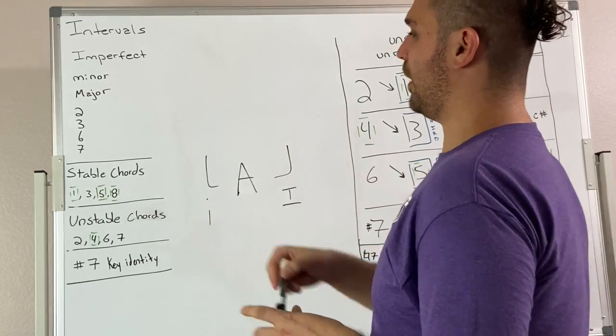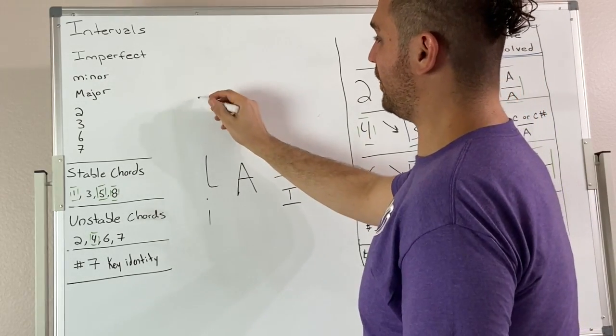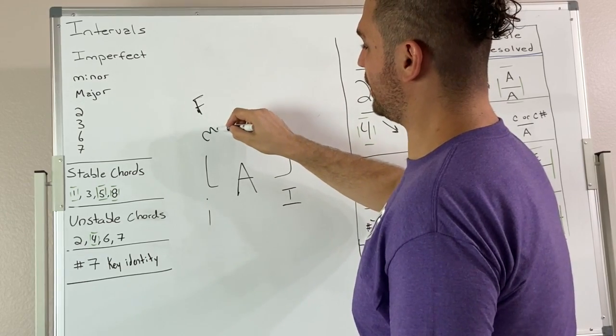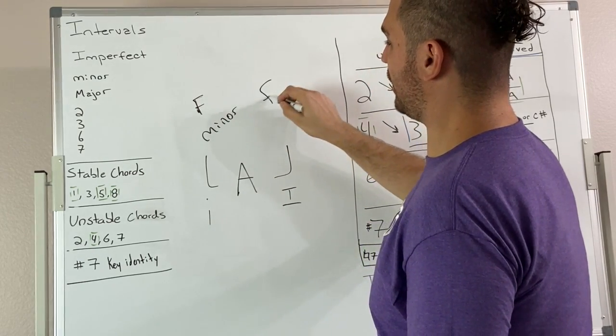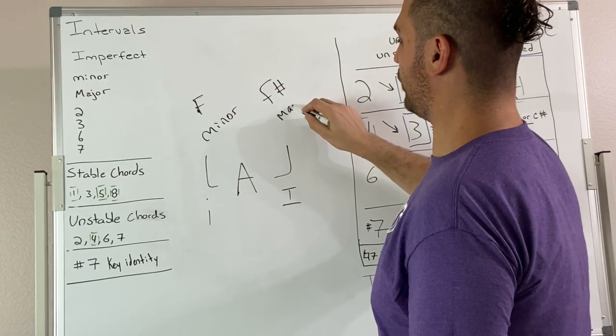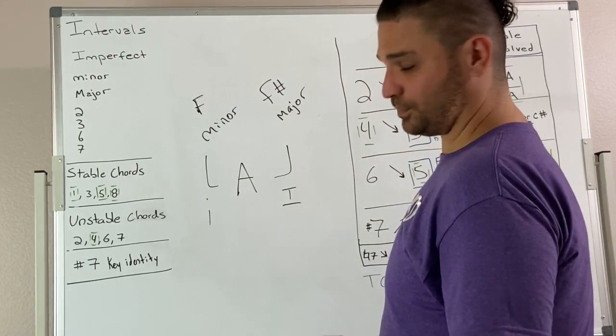So if I want to have a sixth, I can have an F natural. That would be my minor sixth. Or I can have an F sharp, which is bigger by a half step, and that would be the major.